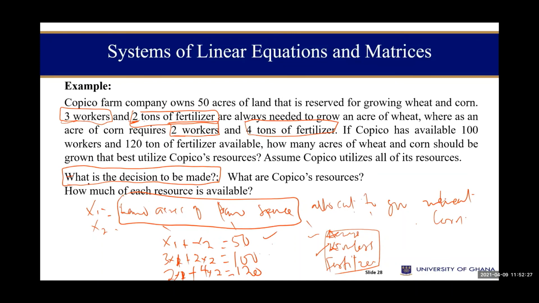So the questions here, the first one is for you to identify the decision variables to be made. What are the resources that you have? And how much of each resource is available? Available means you are yet to use. We have 100 workers available, 120 tons of fertilizers available. What are the resources? We have acres of land, we have workers, and we have fertilizers. You did factors of production in SS or in economics, and you are told factors of production: capital, land, labor, others. So the resources are just what you have in this information. And what is the decision variable? We want to know how many acres of land to allocate for wheat, how many acres of land to allocate for what? Corn. But the name of the decision variables is wheat and what? Corn. These are the decisions we're supposed to make. Is it okay now?